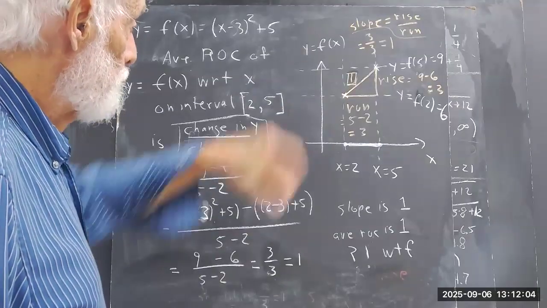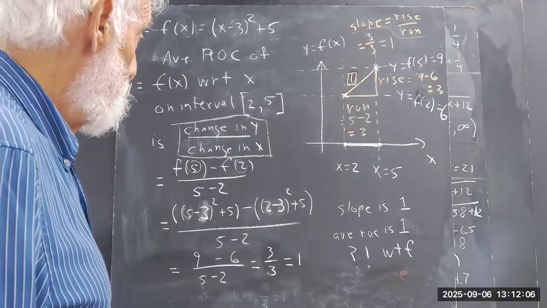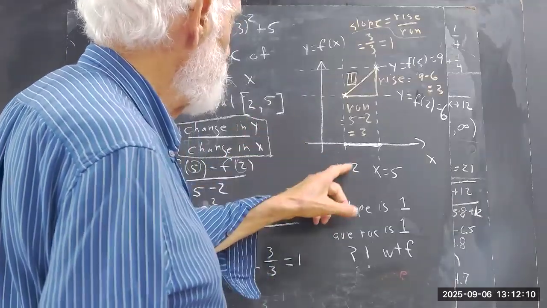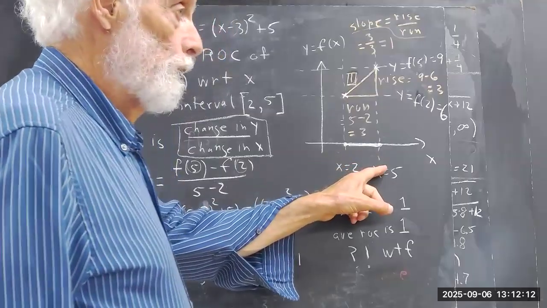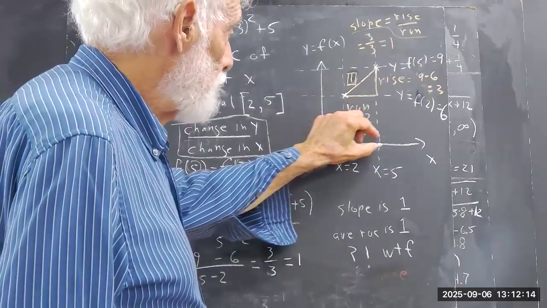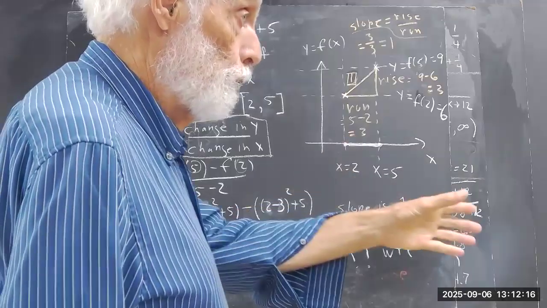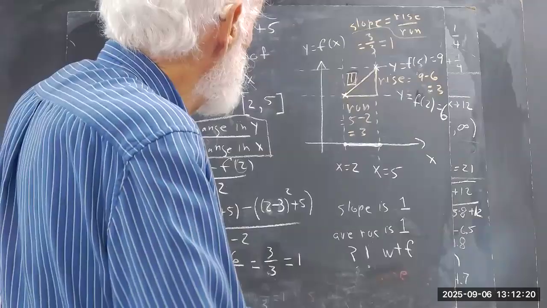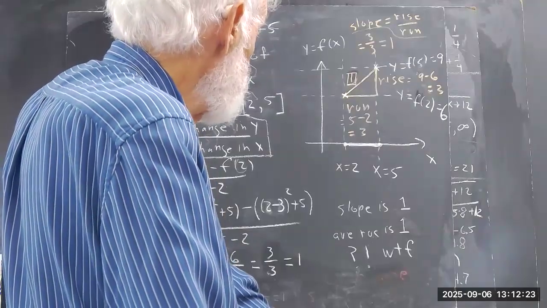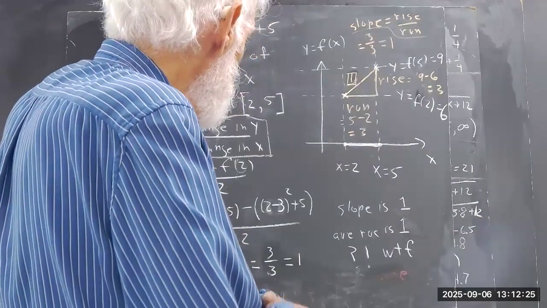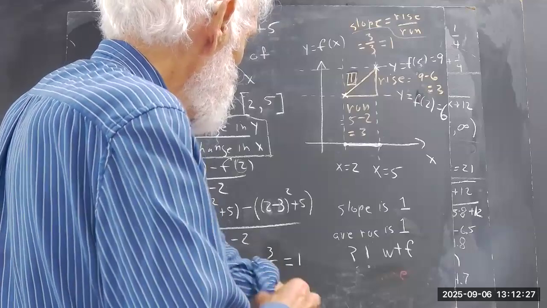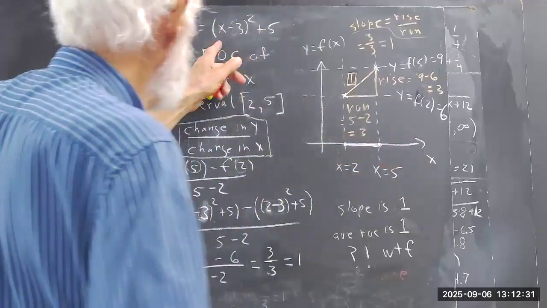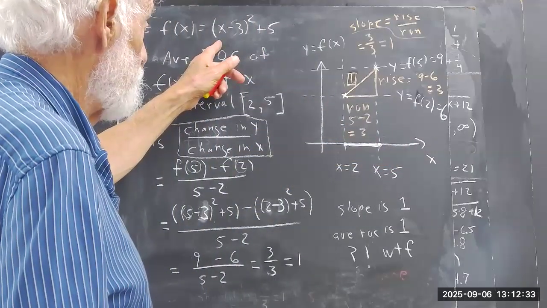Now, there's a way of representing this on a graph. The interval 2, 5 means the interval from x equals 2 to x equals 5, with closed dots on the end to indicate that you're including 2 and 5 in the domain. The values of x are the values that we just calculated. f of 2 is 6. Again, put 2 in here and evaluate it, you're going to get 6.